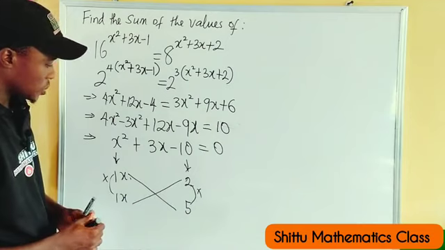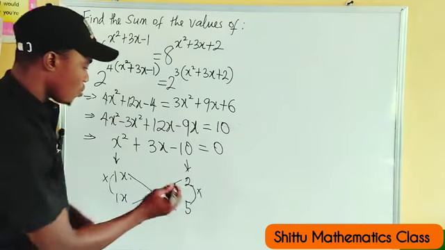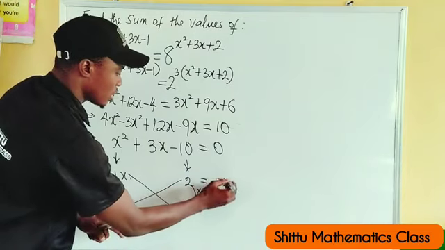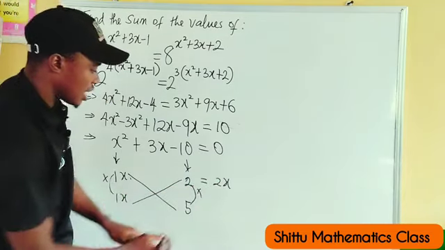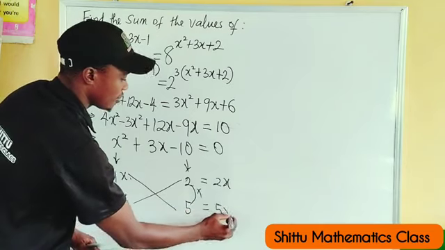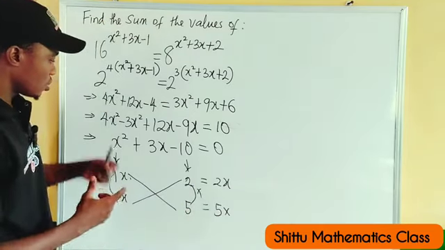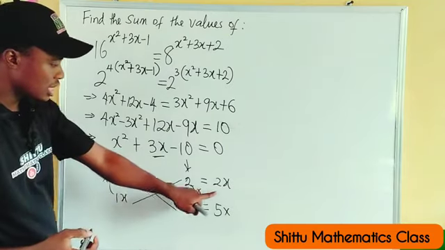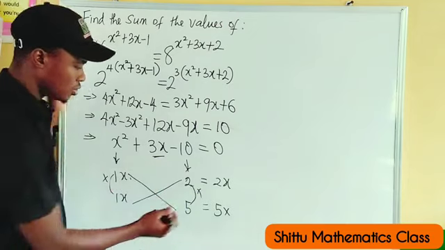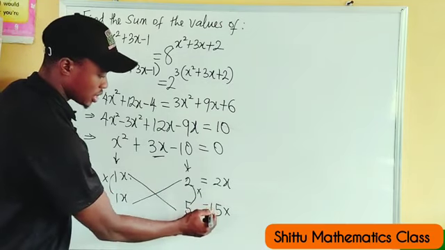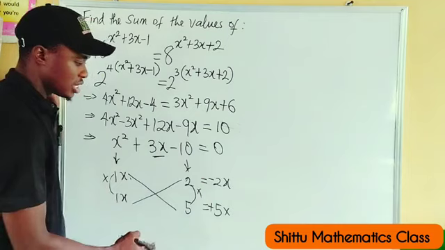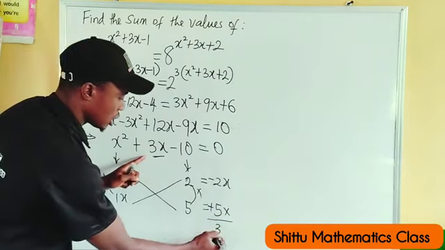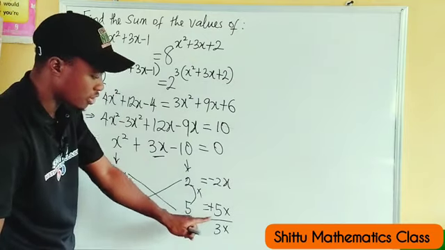Now when you cross this, you can see that 1x times 2, we are going to have 2x. Then 1x times 5, we are going to have 5x. So now what are we going to do to this so that we have this middle term? You can see 2x and 5x. If this place is plus and this is minus, you can see that this one is going to be 3x, that is minus 2x plus 5x.